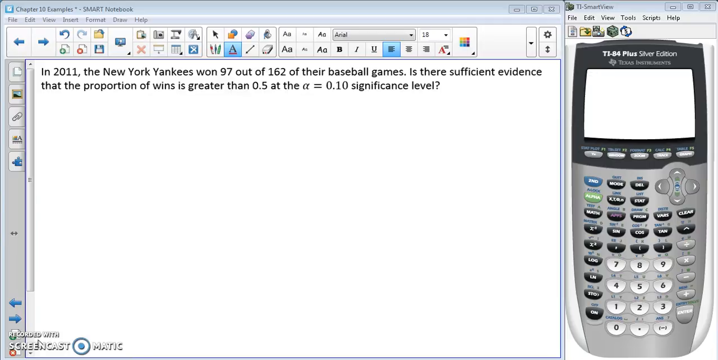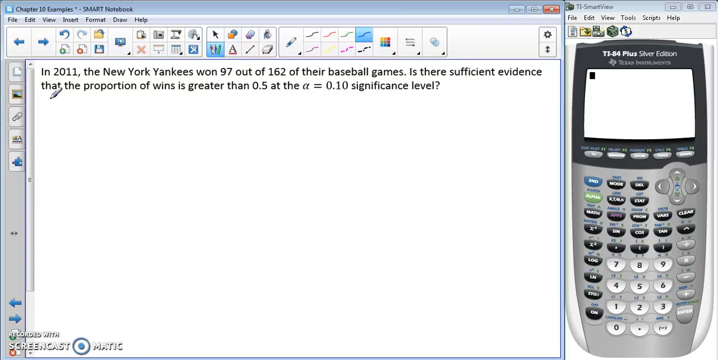In 2011, the New York Yankees won 97 out of 162 of their baseball games. Is there sufficient evidence that the proportion of wins is greater than 0.5 at the alpha equals 0.10 significance level? So again, we want to start by writing down our null and alternative hypotheses.